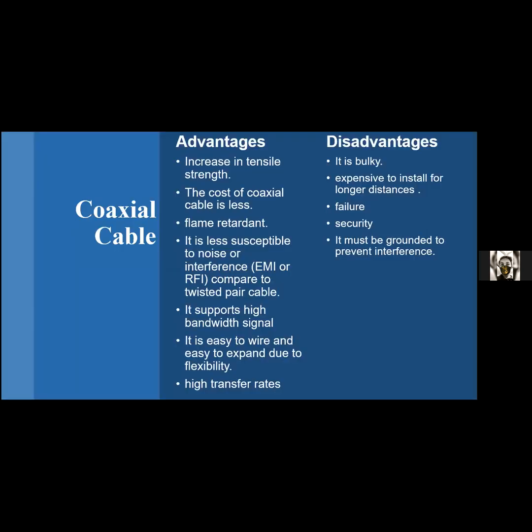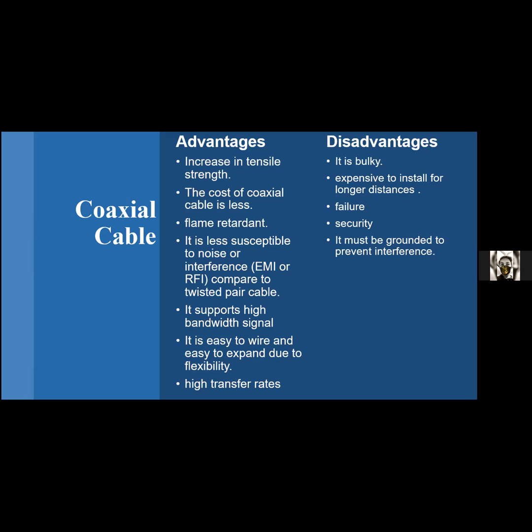The main advantages of coaxial cable are that, due to multiple layers, it has a higher tensile strength, and the cost of coaxial cable is less. It is flame retardant as it is very thick, and also it has a thick outer layer.